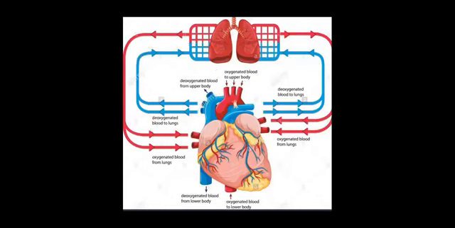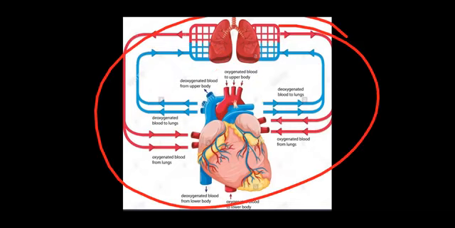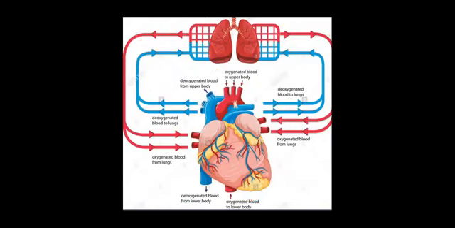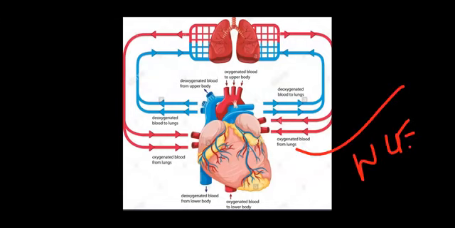So this is the schematic diagram that represents the flow of oxygenated and deoxygenated blood in our body. And the same diagram is also shown in the NCERT book just below the structure of the heart. So you can draw the diagram from there also. If you draw this, you will get full marks.